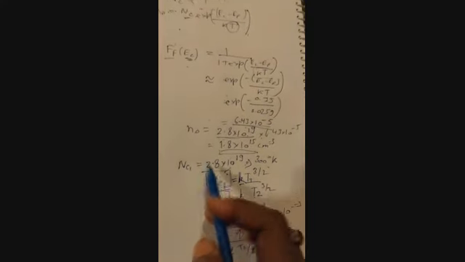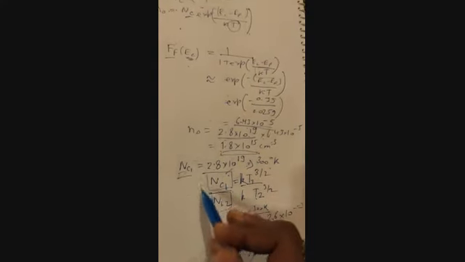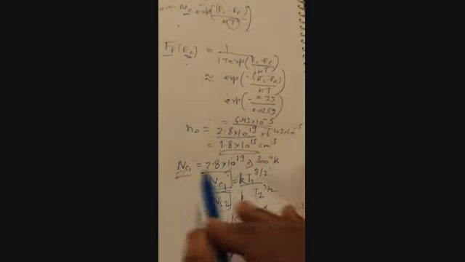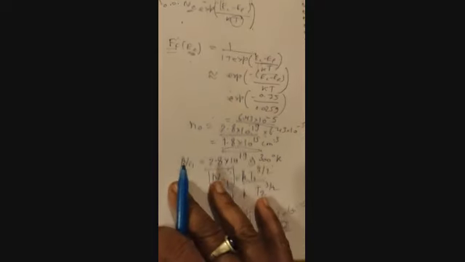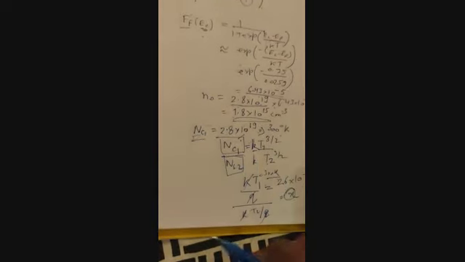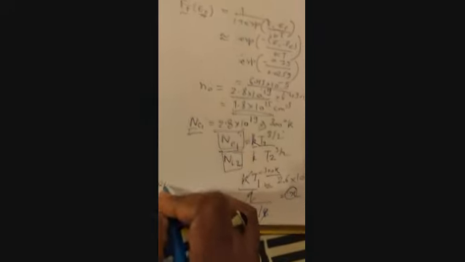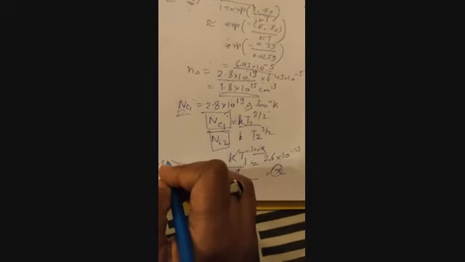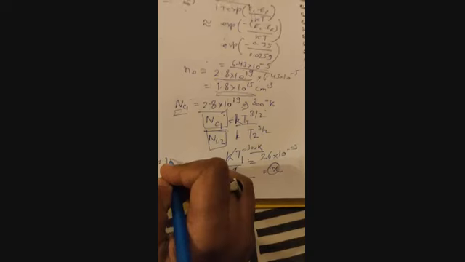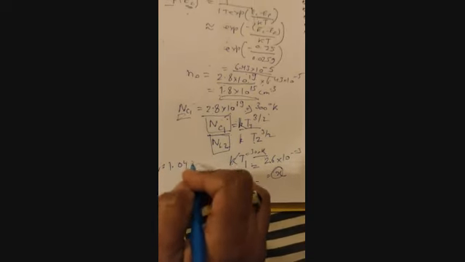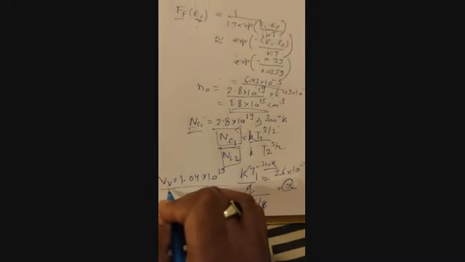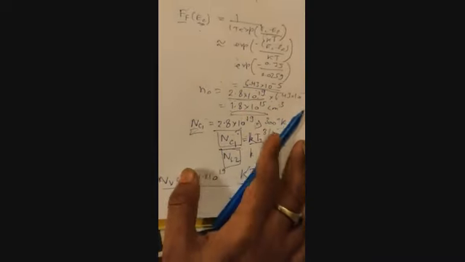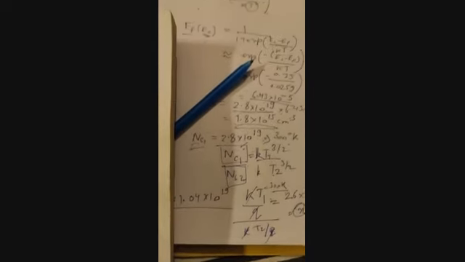One thing more: similarly to NC, I can also do that for the valence band. The value of NV is 1.04 × 10^19, and the value of NC is 2.8 × 10^19. So you will have to remember at least these values.